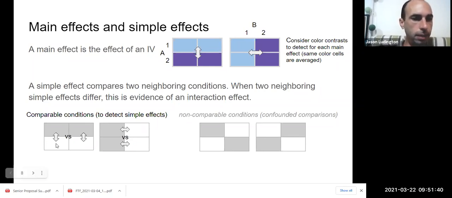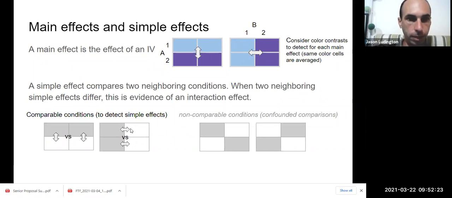Notice that to find a simple effect of variable A, you compare, the easiest way to say is just these 2 boxes. Or you compare these 2 boxes. So we have 2 simple effects of level A, and those 2 simple effects represent 2 conditions that differ on variable A.